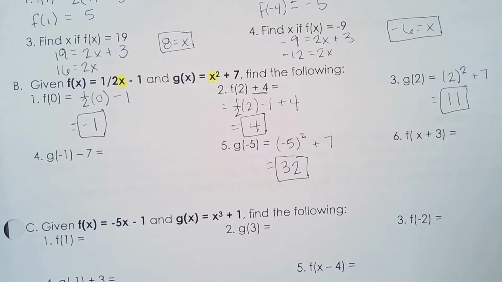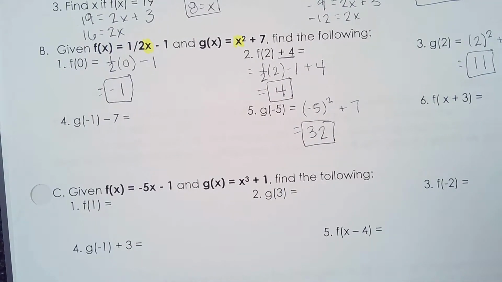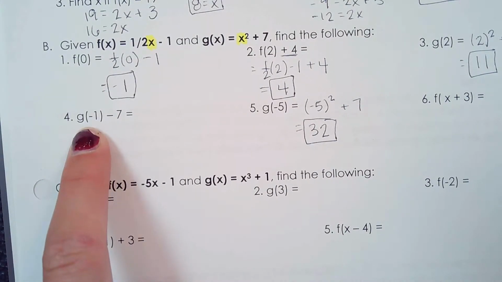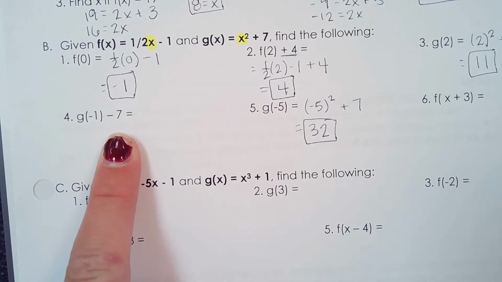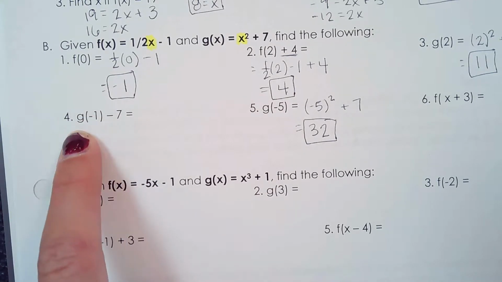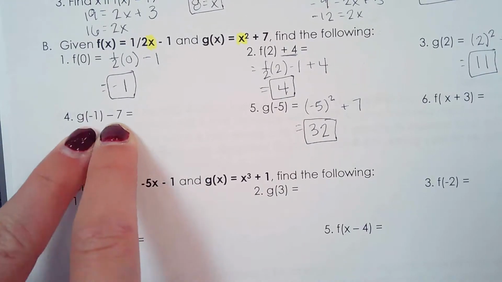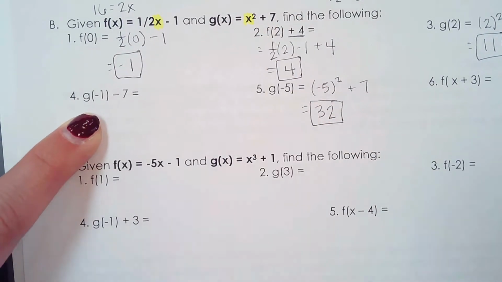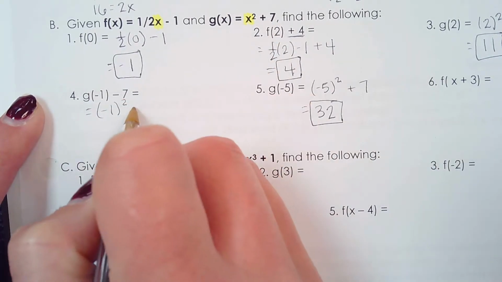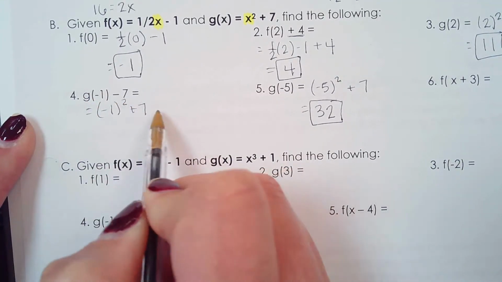Alright. So looking at number 4, same idea. This time, which function are we using? Your g function. So we need to find g of negative 1. And then what are we going to do to the answer? Subtract 7. So, okay, we're going to plug a negative 1 into g. So everywhere there's an x, we're putting a negative 1. So we've got negative 1 squared plus 7. And then what does it want us to do after we find g of negative 1? Minus 7.